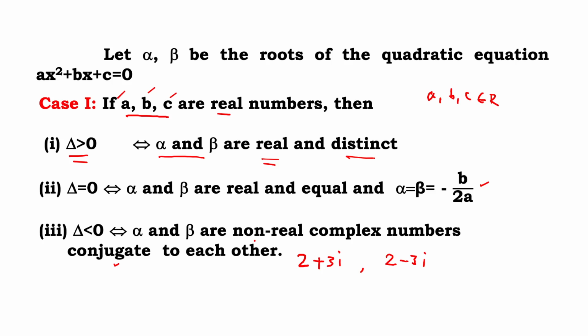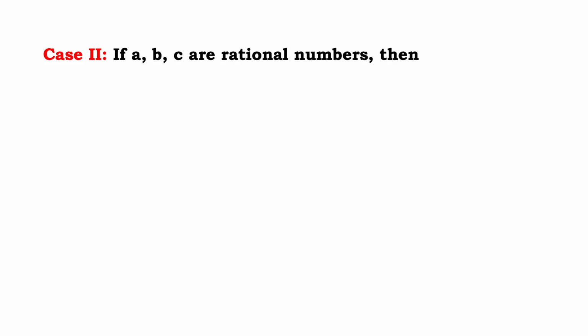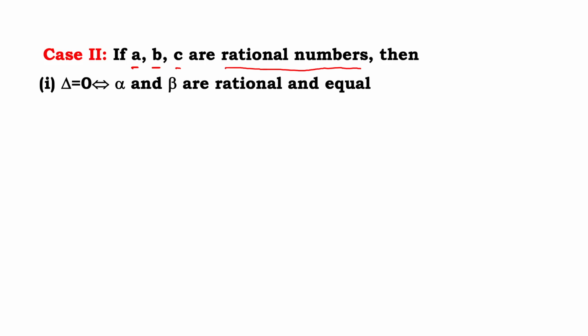Right? And in this portion, if we go for a, b, c rational, the last one a, b, c were real, and inside the real we are going for a, b, c rational numbers. If a, b, c are rational and del is equal to 0, alpha and beta are the rational roots, because a, b, c are rational, so rational upon rational will be rational.